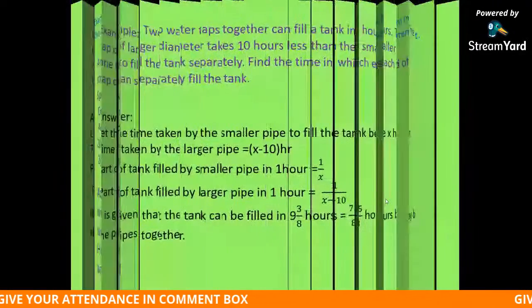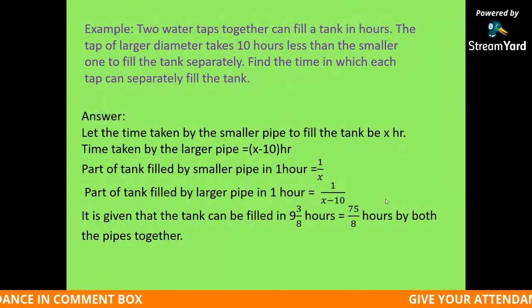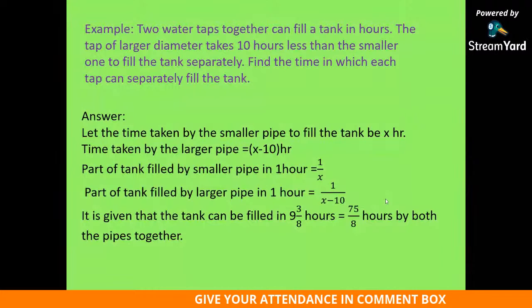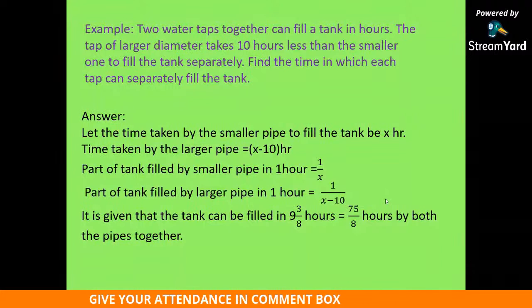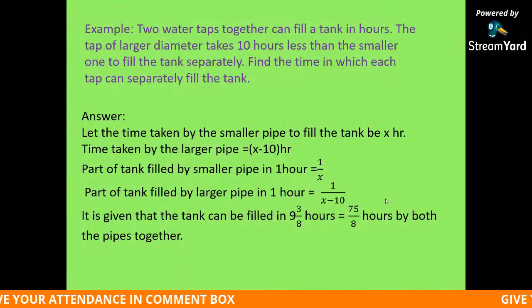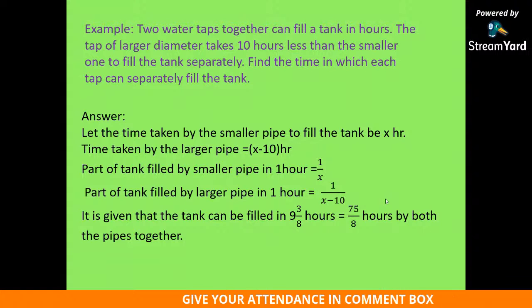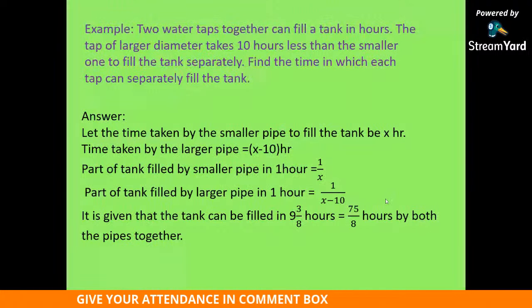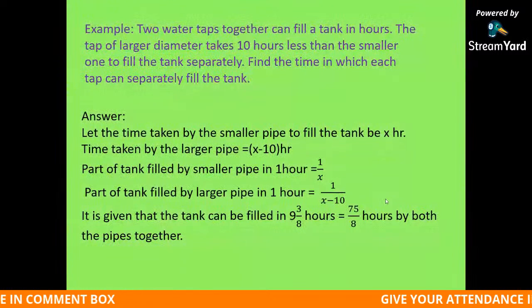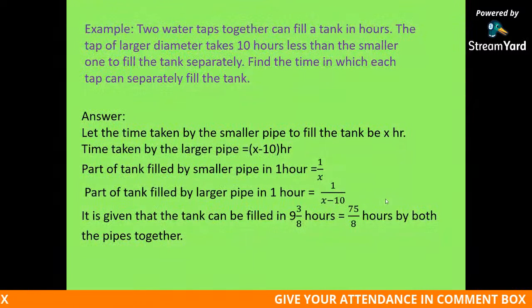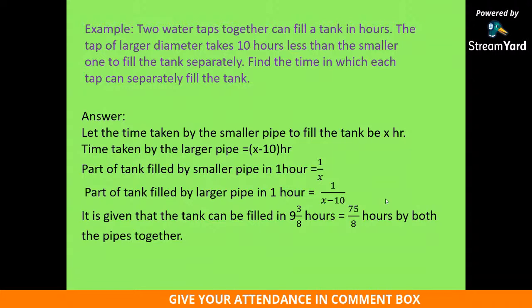We will go for the next one, one more similar question where we are going to get reducible forms, right? Read the question. Two water taps together can fill a tank in 9 integer 3 by 8 hours. The tap of larger diameter takes 10 hours less than the smaller one to fill the tank separately. Find the time taken in which each tap can separately fill the tank.